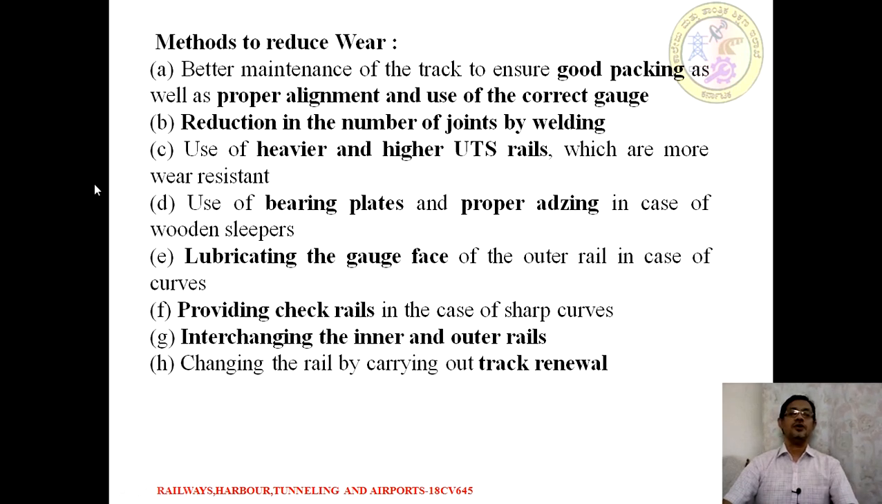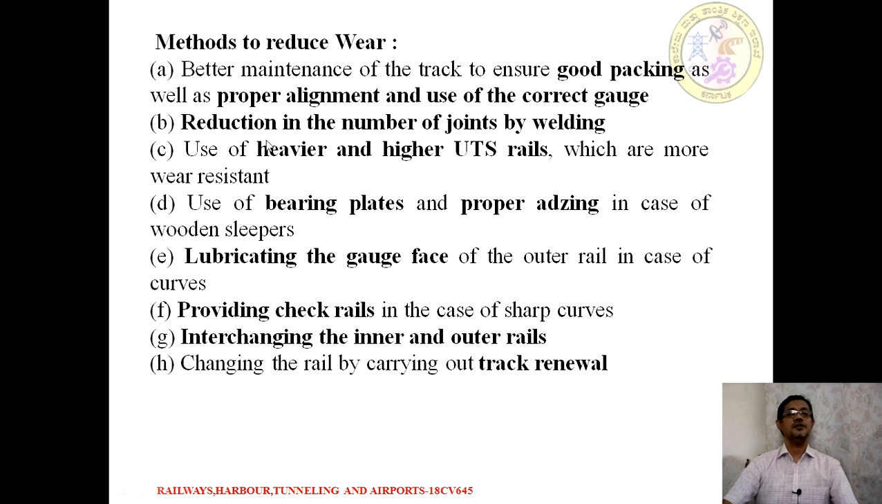So, how are you going to reduce the wear? If wear is going to be there, we analyze what the causative factors are. First is better maintenance practices, that is ensuring good packing of the ballast as well as proper alignment, so that we can have the correct gauge. So, we are going to reduce the wear.